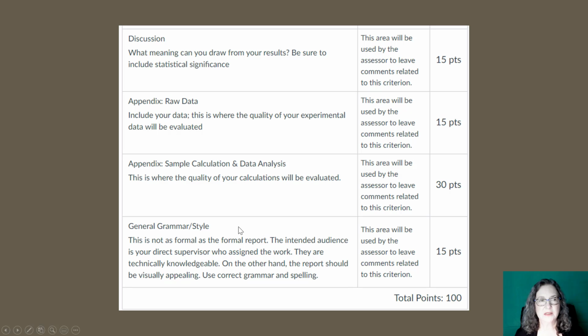Okay, so those are our two types of written reports. We'll come back with some of the details in future lessons.